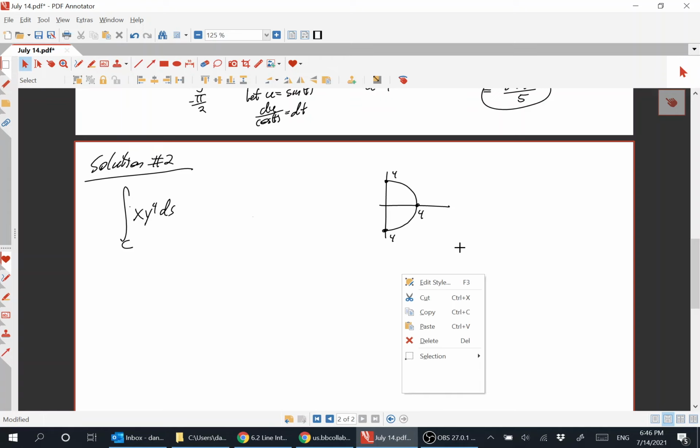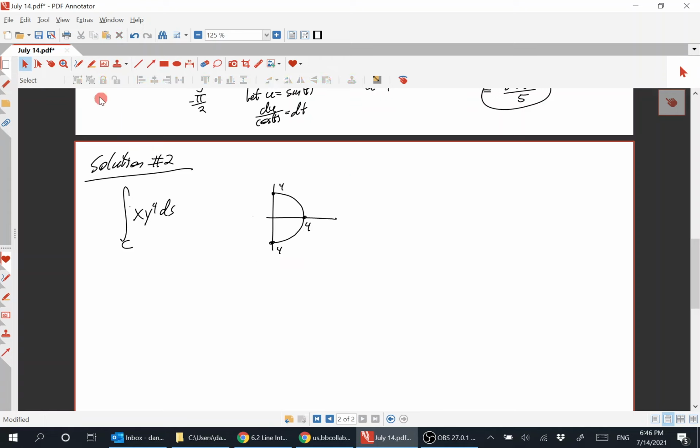So in this case, how else can we parameterize a circle? Well, with the circle, you have x squared plus y squared is equal to 16. So you can also write this as x is equal to the square root of 16 minus y squared, because it's the right half. So instead of y equals the square root of 16 minus x squared, it's x equals the square root of 16 minus y squared.